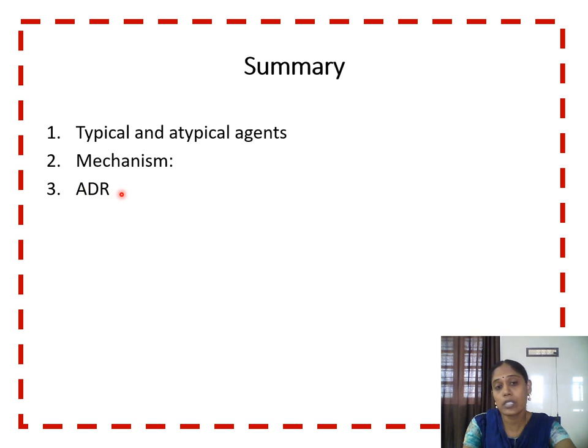And adverse effects: typical agents are more prone to cause extrapyramidal syndromes, especially high potency agents, whereas low potency typical agents can cause autonomic side effects and anticholinergic side effects. Your atypical agents' main side effects include weight gain and metabolic syndrome, and they can precipitate diabetes, right? Some can cause seizures. So I think now you are very clear with antipsychotic agents. Thank you.